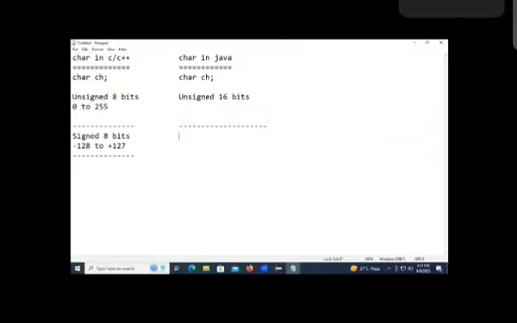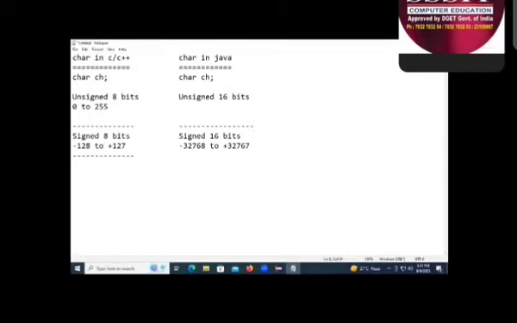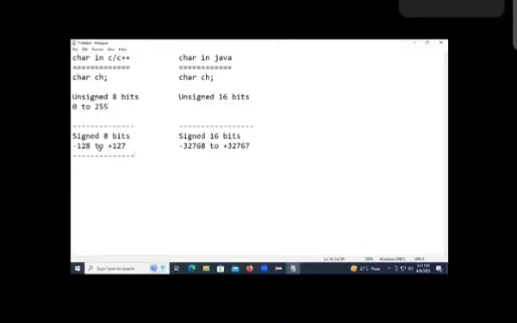Similarly, there is signed 16 bits. Signed 16 bits is what? Minus 32768 to 32767, like your short, right? Short is signed. Okay, so it will be this. But what happens with unsigned? If it is unsigned, it will be 0 to 65535.